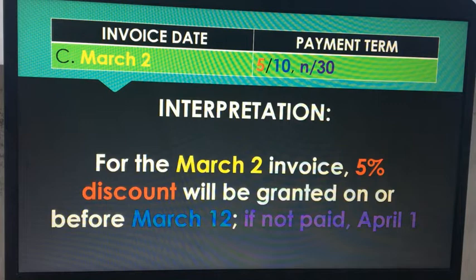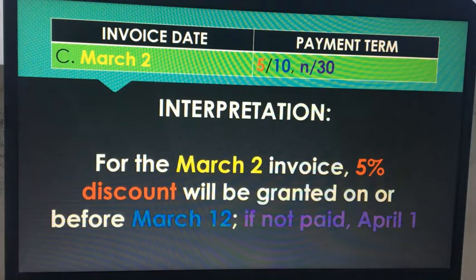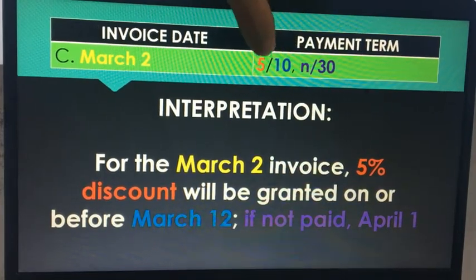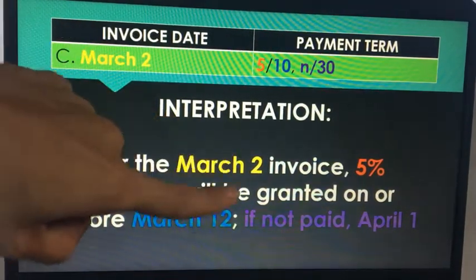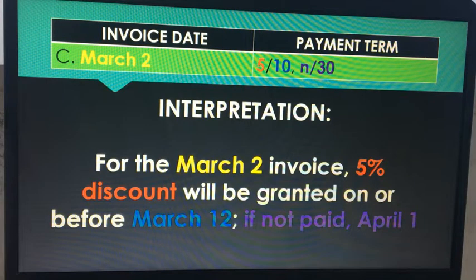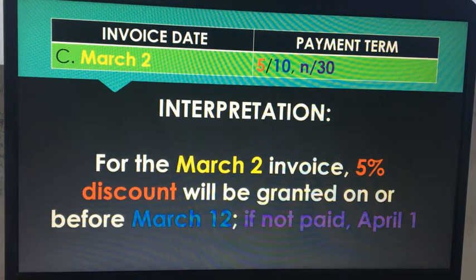The invoice date is March 2, and the payment term is 5/10, N/30. What does it mean? The interpretation is that for March 2, a 5% discount will be granted on or before March 12. As you can observe, that is the first part, 5/10. March 12, because that is the first 10 days from the invoice date. Our invoice date is March 2. What is the next 10 days? Until March 12. If the payment is made between March 2 and March 12, you will be granted a 5% discount on your purchase amount. So that is the first one.